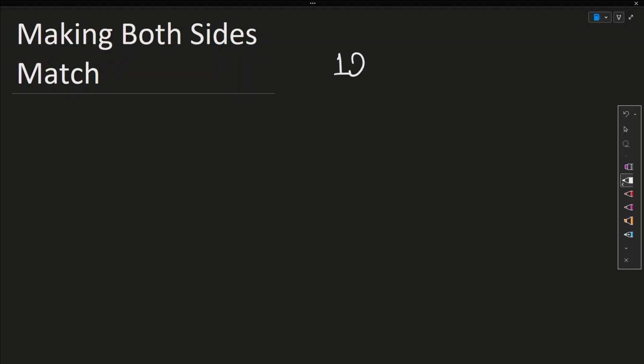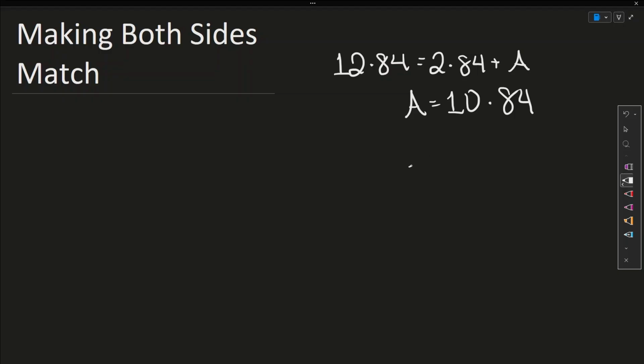Next, let's do 12 times 84 is equal to 2 times 84 plus a. The left side is 12 groups of 84. The right side already has 2 groups of 84 plus a. To get 12 groups of 84, we need 10 more groups of 84. That means a should be equal to 10 groups of 84. So a is equal to 10 times 84. That gives us that a is equal to 840. That is the value that would make this equation true.